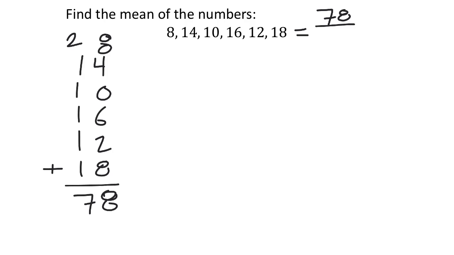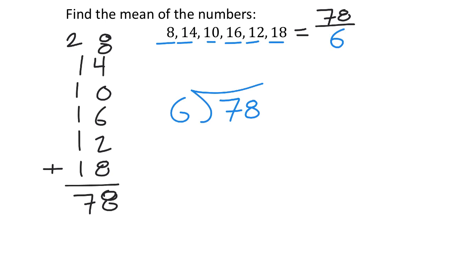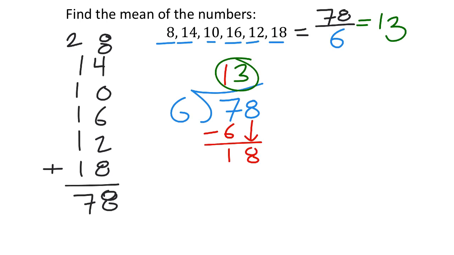But I need to divide that by how many values there are. 1, 2, 3, 4, 5, 6. Now, if you don't know your multiplication values of 6 up to 78, just do long division. 78 divided by 6. So 6 goes into 7 once. 1 times 6 is 6. Subtract. There's a 1. That's good. Drop the 8. Make it 18. And 6 goes into 18 3 times. So the mean or average for this set of values would be 13.